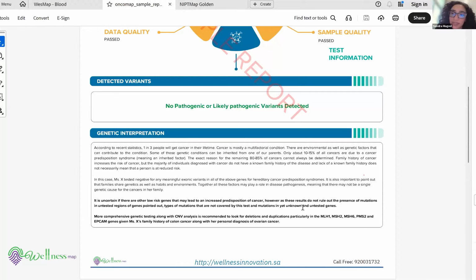But here it gives you a recommendation that even though we didn't see any pathogenic variants detected, it is very important that we do broader tests that are specific to colon, for example, to make sure whether this person has any altered variants related to colon cancer or not. So we can see here that it says in this case, Miss X tested negative for any meaningful exonic variants in all of the above genes.